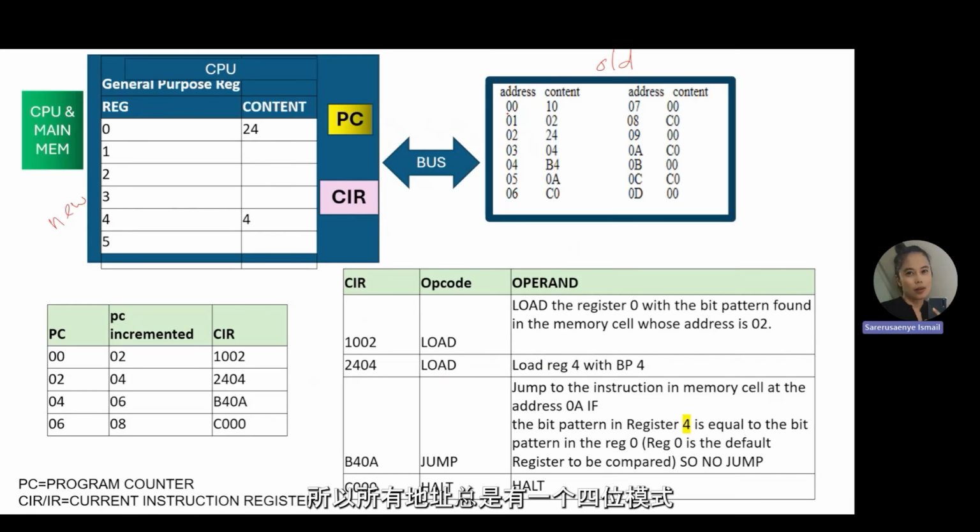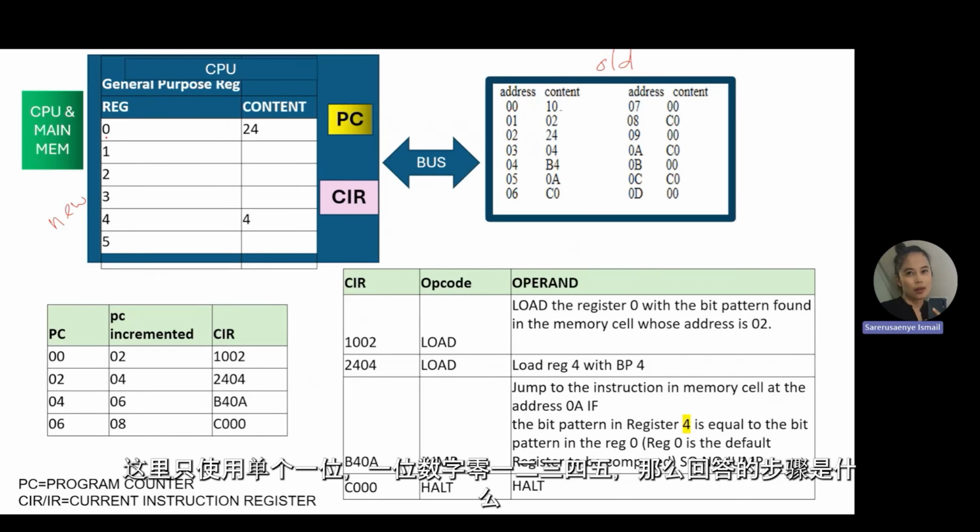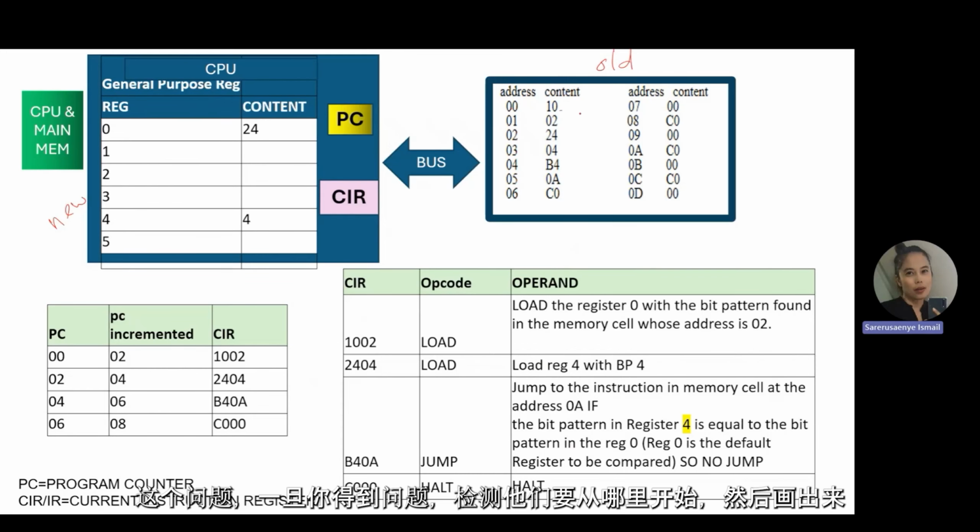So all addresses always have a 4-bit pattern. And then here, 4 bits address and then instruction set. And then for the new one, we always just use a single 1 bit here, 1 digit: 0, 1, 2, 3, 4, 5. So what is the step to answer this question?